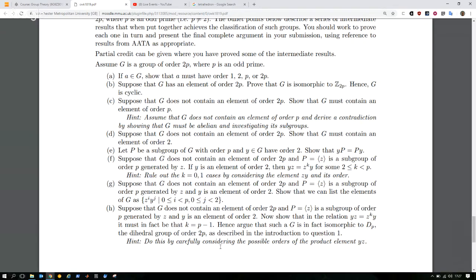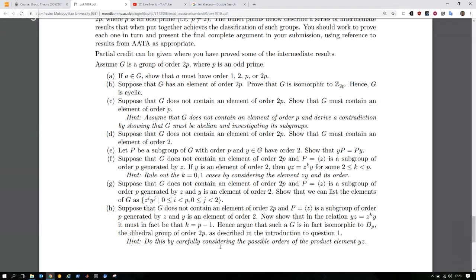At the start, you're assuming G is a group of size 2p, where p is an odd prime. The first step you have to do is argue that for any element a in G, it must have order 1, 2, p, or 2p. It's a very significant result we studied in the last few weeks that tells you why an element of G must have order one of these 4 possibilities. And from there, these various steps guide you through the intermediate results you have to get to in order to prove this.